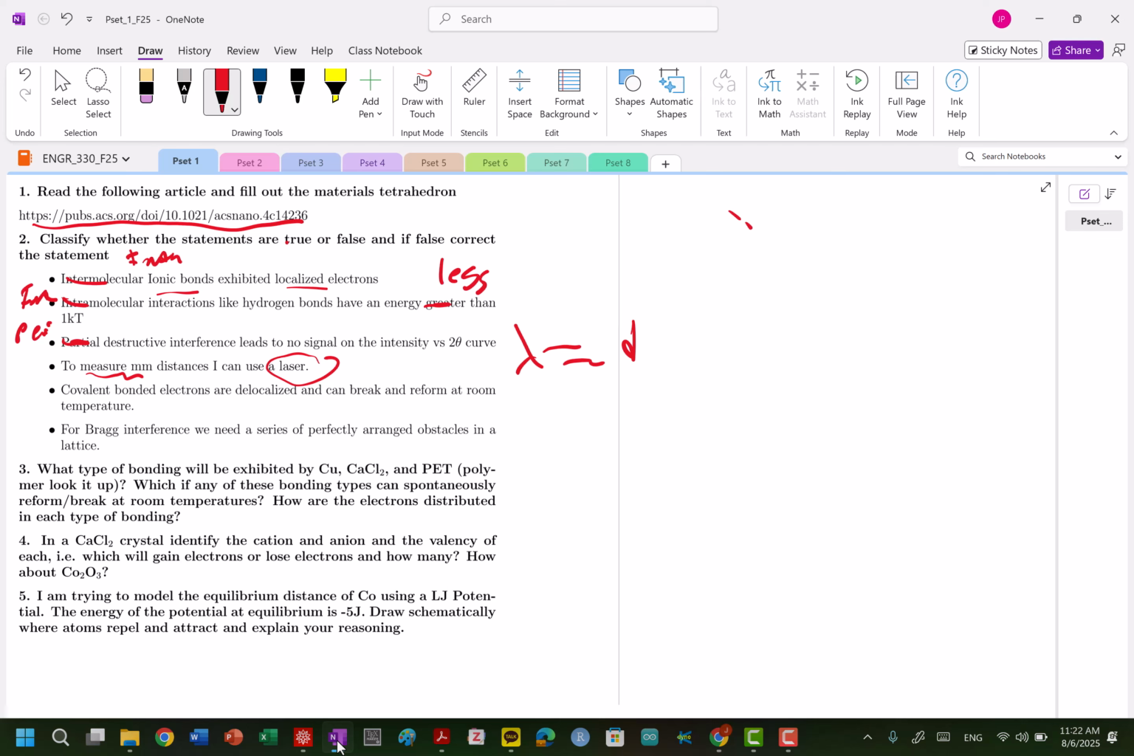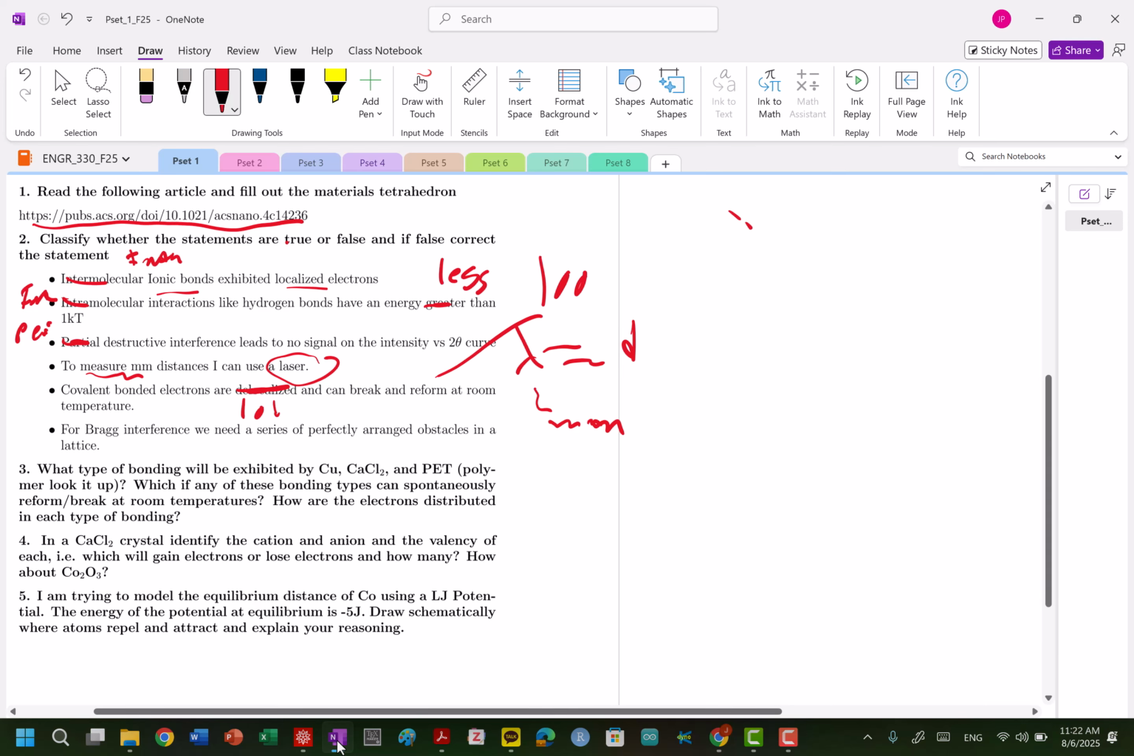We need something where the wavelength is on the order of millimeters if we want to investigate those types of distances. Covalently bonded electrons are delocalized and can break and reform at room temperature. Nope. Covalently bonded electrons are localized, and covalent bonds cannot break and reform at room temperatures. They're intramolecular interactions. They have energies of about 100 kT.